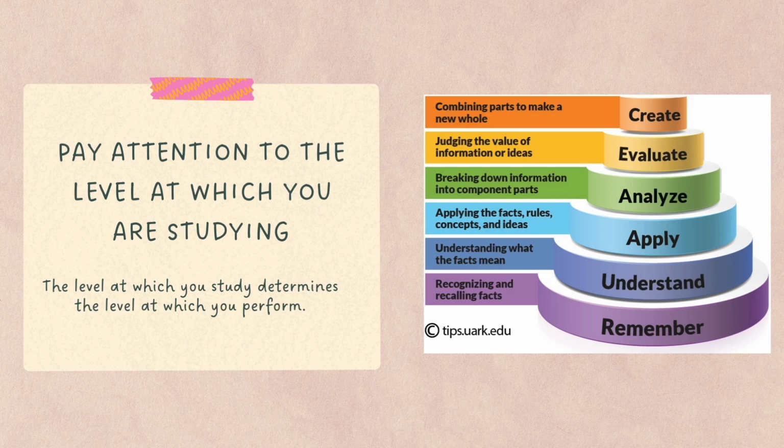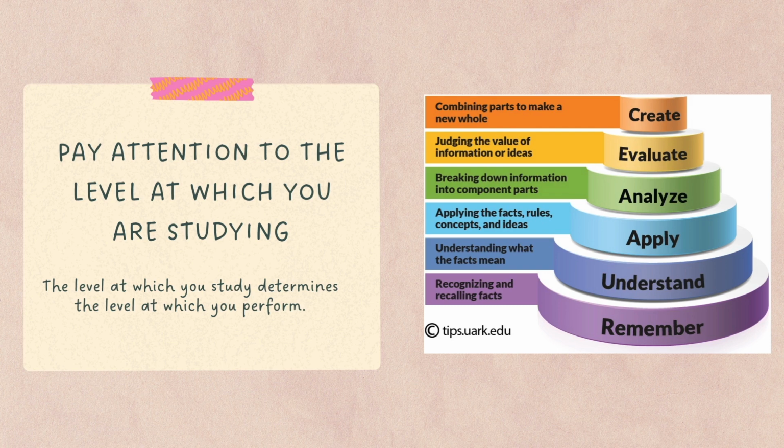So, once you figure out what to study, you then need to pay attention to the level at which you are studying. The reason this is important is because the level at which you study determines the level at which you perform. So, what we have here is a graphic of what's called Bloom's taxonomy. On the channel, we have a video that goes in depth about what Bloom's taxonomy is and how to utilize it for study strategies, which will be linked down below.